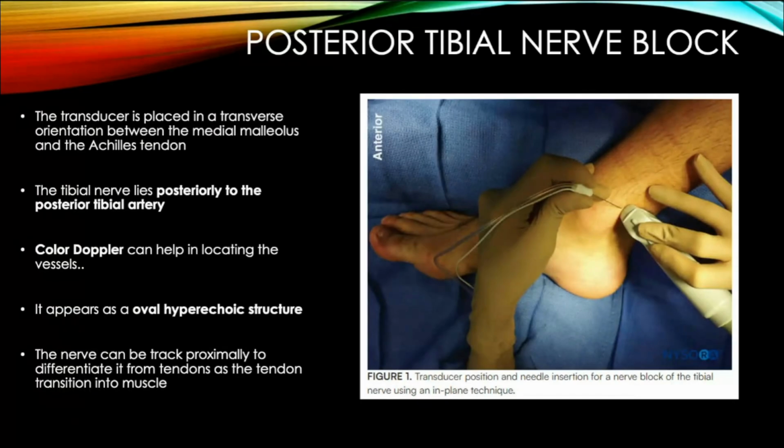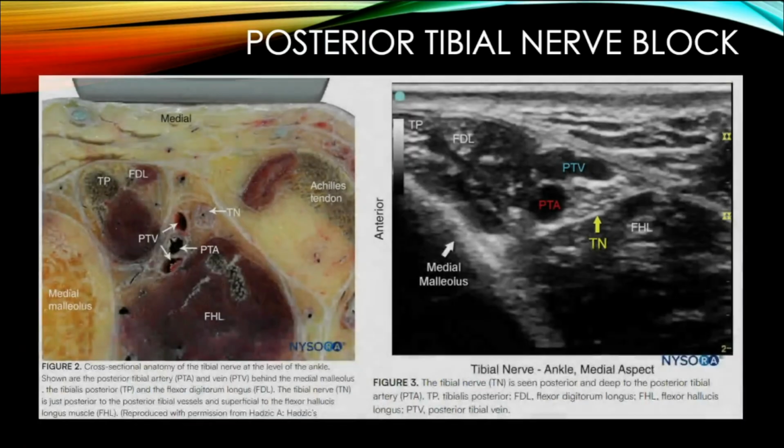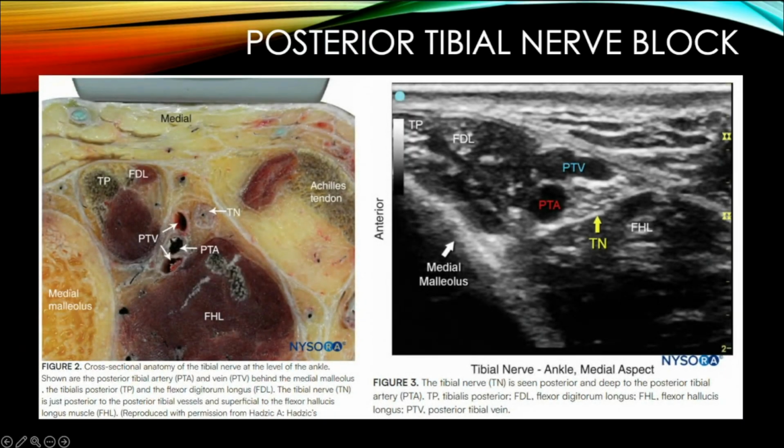as the tendon transitions into muscle as we shift the transducer proximally. This picture shows the sonoanatomy of the tibial nerve block. As you can see in this picture, it's actually located near the posterior tibial artery.